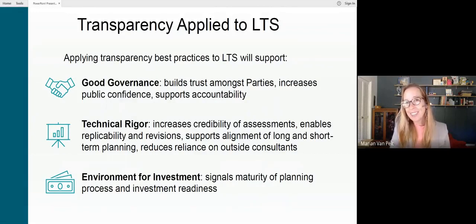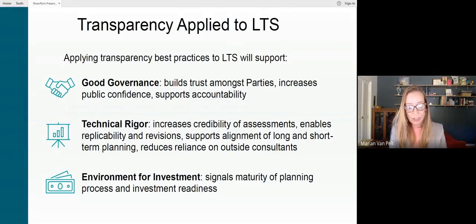So that might sound like a lot of extra work. As I said, it's really about writing things down and making it very clear to the reader how you did your analysis. And there are a lot of benefits that can pay off from being transparent in your LTS. So using the best practices around transparency supports good governance, for example. It builds trust among your constituencies, other parties, and the public, by showing the basis of your data and your processes. It also supports accountability by showing perhaps how progress might be tracked as you move along your long-term strategy and your NDCs. It also demonstrates technical rigor.